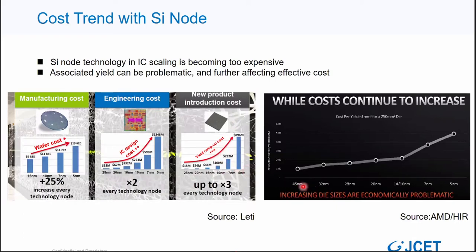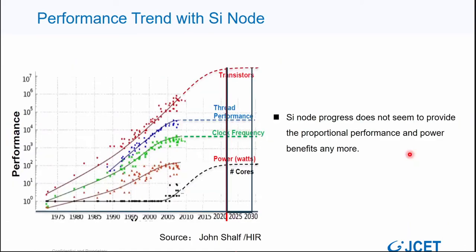On the right side, from the AMD HIR, you can also see the summary of the entire effective cost after silicon node 14 and 16. The entire cost and the ramp rate have obviously increased. This page is summarized from the John Sharp HIR.